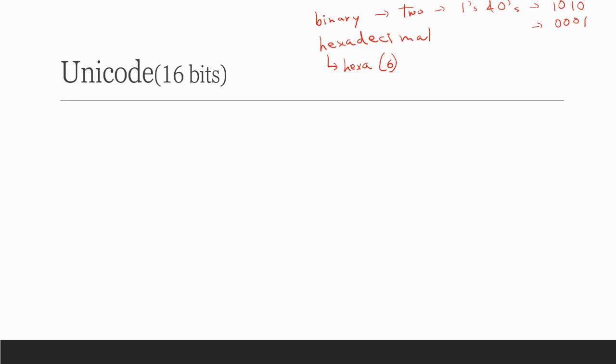So hexadecimal contains 6 characters, which could be numbers or alphabets. For example, A, B, C, D, 0, F, or we could just write A, B, C, D, E, F. Let's move on to the range of Unicode. Unicode ranges from 0x0000 up to 0x followed by 4 Fs. It can accommodate about 16 bits of code.